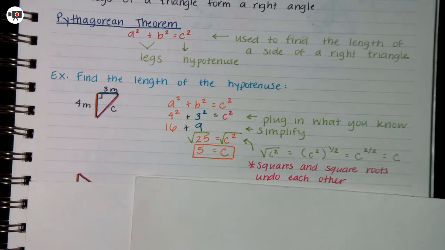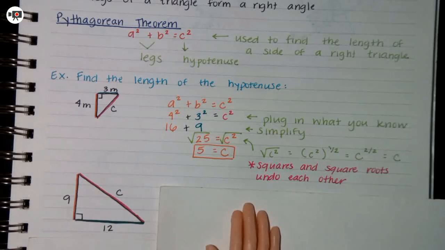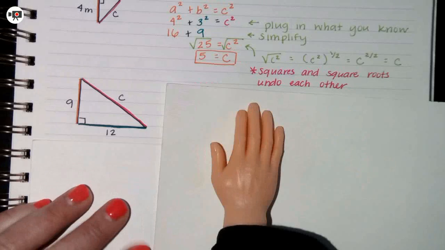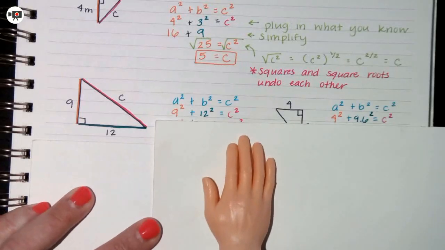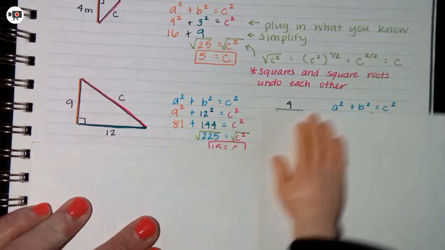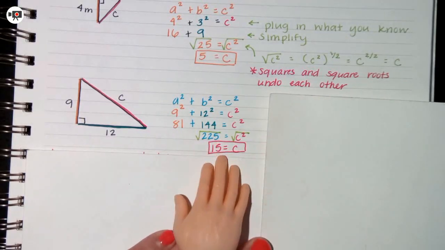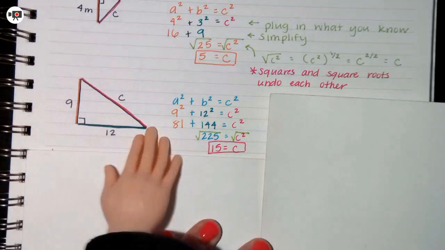They are inverse operations. So here's another one where I have 9, 12, and c. So plug in the numbers you know. 9 squared is 81, 12 squared is 144. Add those together and you get 225. Square root of 225 is 15, so c is 15.